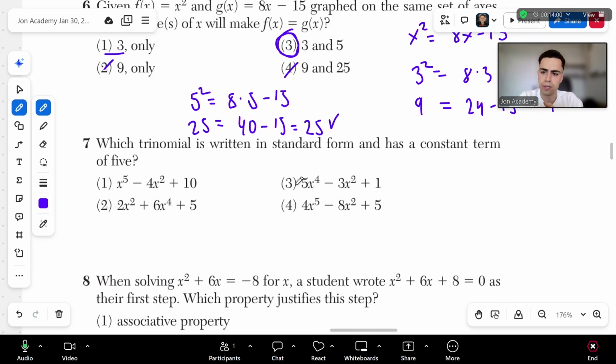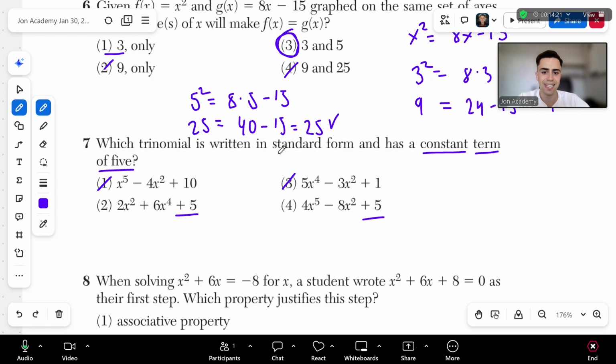Let's jump into number 7 below. Which trinomial is written in standard form and has a constant term of 5? This is very easy. Constant term is the one that doesn't have any x's. So the only two options are 2 and 4, no? So we can already discard 1 and 3 because they have different constant terms, no?